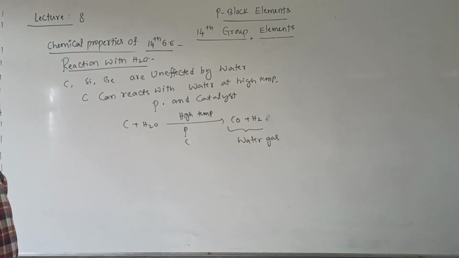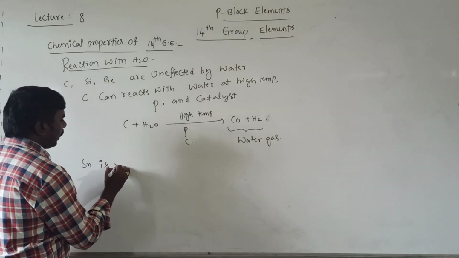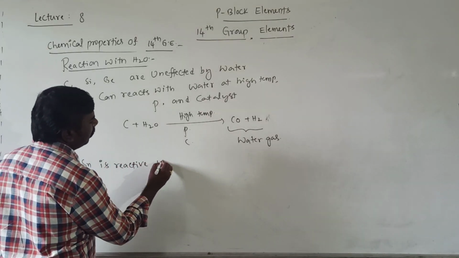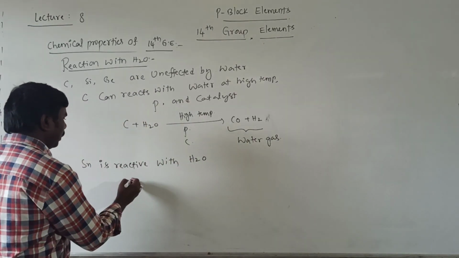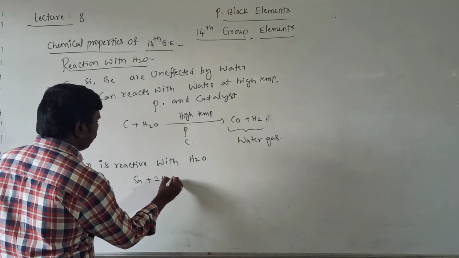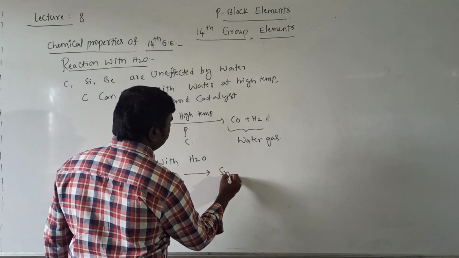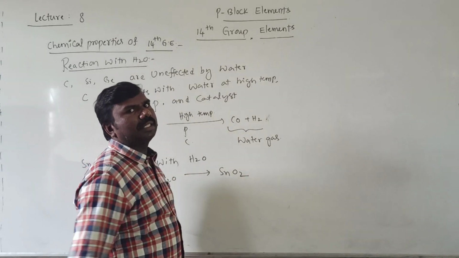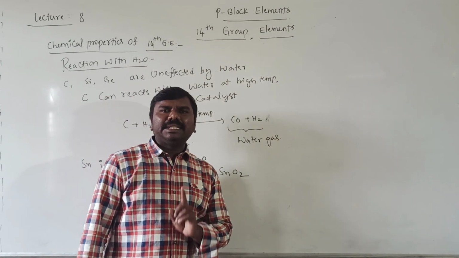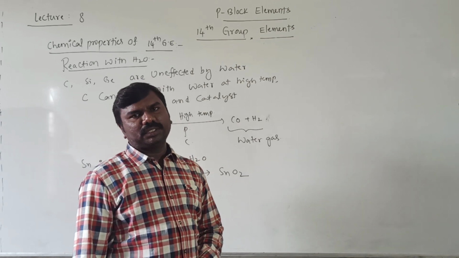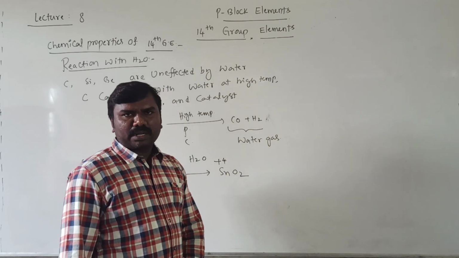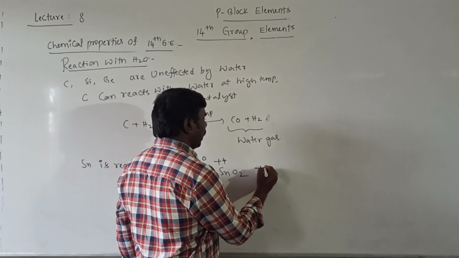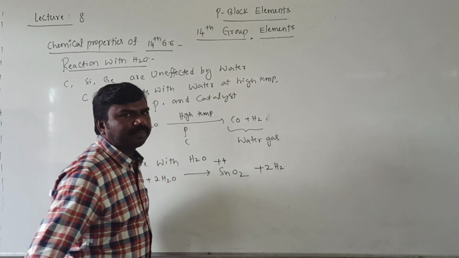Stannous can easily react with water. Stannous is reactive with water because of less ionization enthalpy values. Sn plus 2H2O gives rise to SnO2. In SnO2, each oxygen carries minus 2 oxidation state, 2 oxygens minus 4. So minus 4 must be balanced to 0, so tin is plus 4. Dioxide, and the remaining hydrogen gas will be liberated.